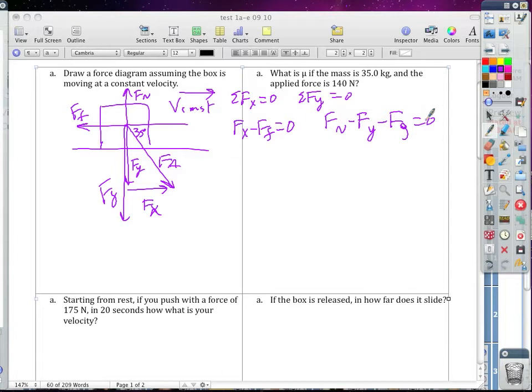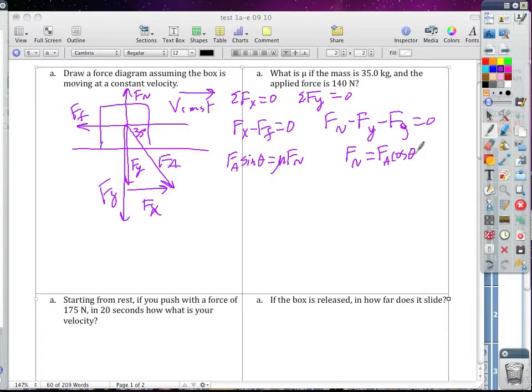So I'm going to go ahead and substitute all this stuff together. This is going to say Fa sine theta is equal to mu F sub n. Over here, I'm going to solve for F sub n so that I can substitute. Fn is equal to Fa cos theta.